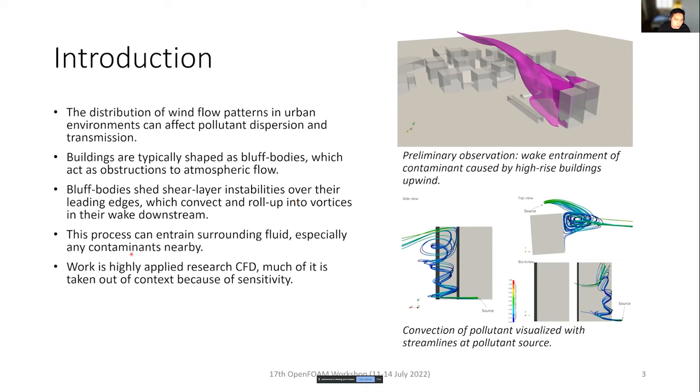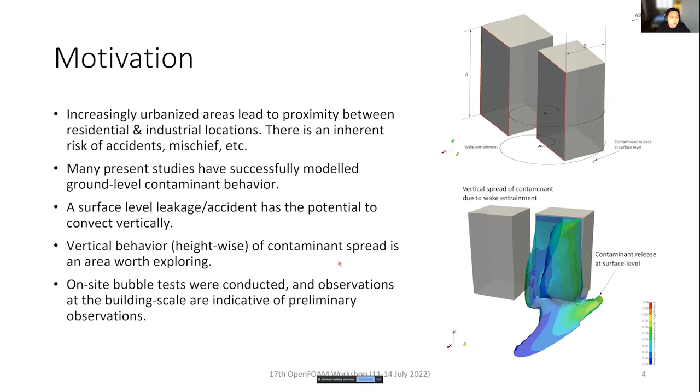Again, a lot of the work that we see here is applied research, and some of it is taken out of context just to protect the sensitivity of the work. Now moving on to the motivation of the work. Because of increasingly urbanized areas, leading to a proximity between residential and industrial locations, there is an inherent risk of accidents or acts of mischief, which can cause harm to both personnel and property.